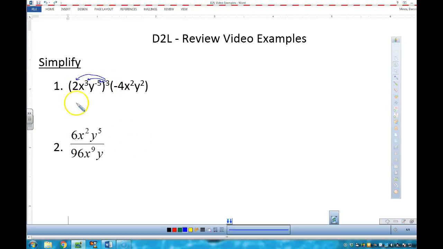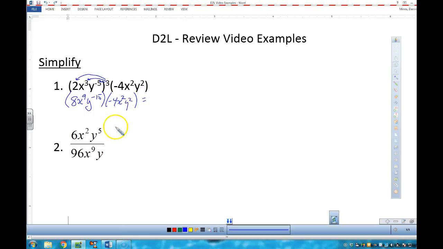2 to the 3rd power is 8. X to the 3rd raised to the 3rd, a power raised to a power we always multiply. So that's x to the 9th. Now we have y to the negative 5th to the 3rd power. Power to a power we multiply, y to the negative 15. There we go. We're going to multiply that all by negative 4 x squared y squared.